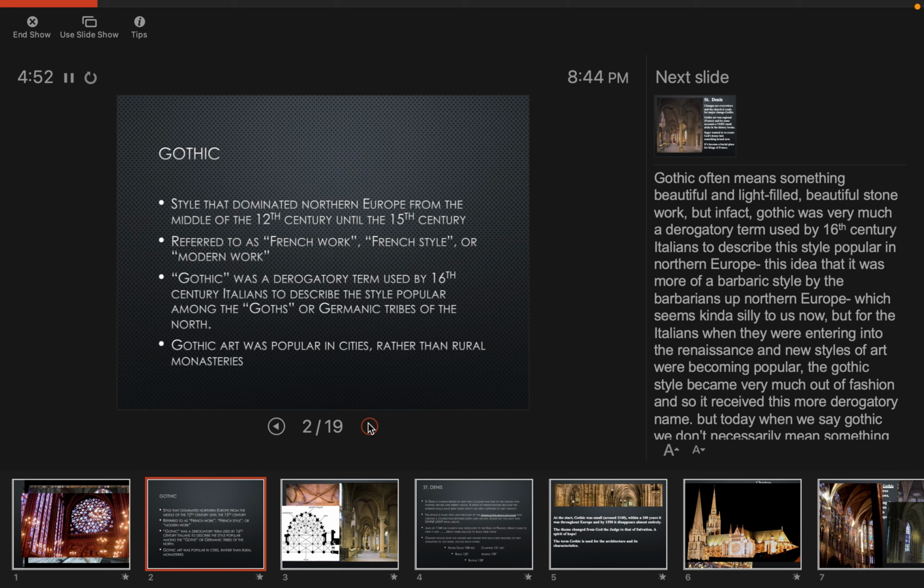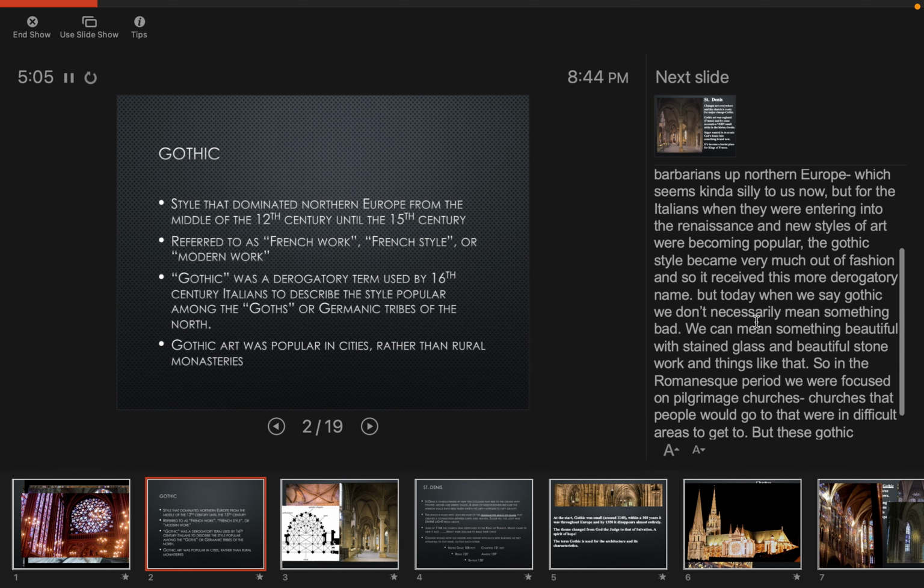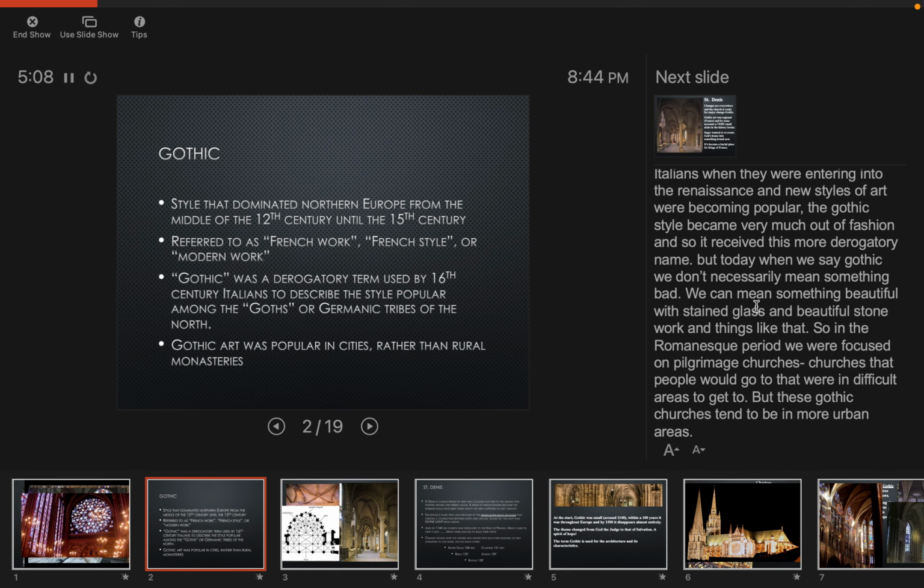But for the Italians, when they were entering into the Renaissance and new styles of art were becoming more popular, the Gothic style became very much out of fashion, so it received this derogatory name. Today, when we say Gothic, we don't necessarily mean something bad. We can mean something beautiful with stained glass and beautiful stonework. In the Romanesque period, we were focused on pilgrimage churches, churches that people would travel to in different areas, but these Gothic churches tend to be in more urban areas.